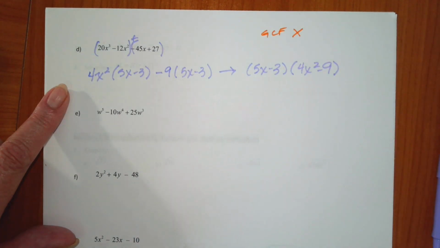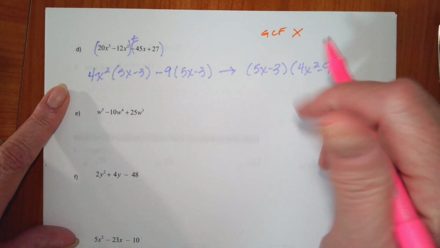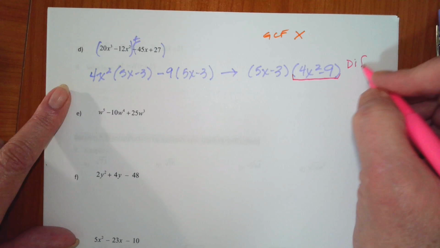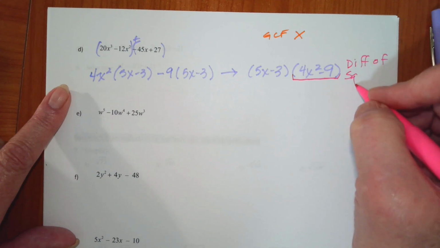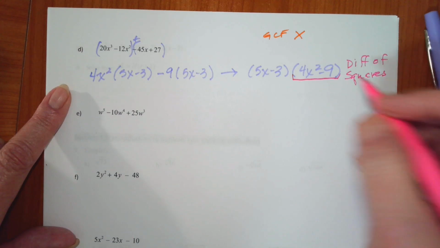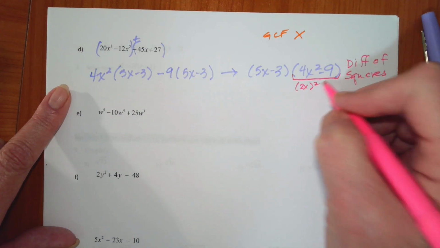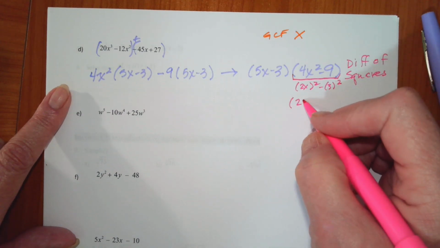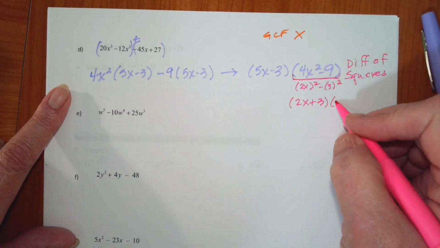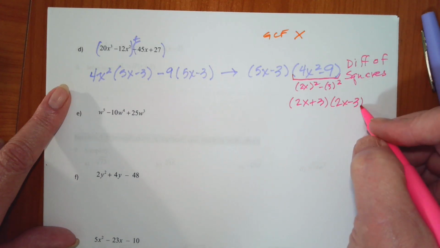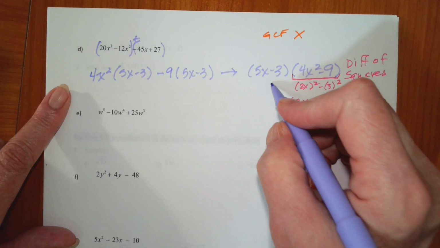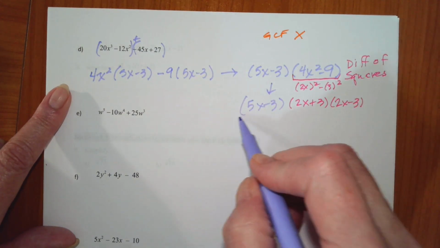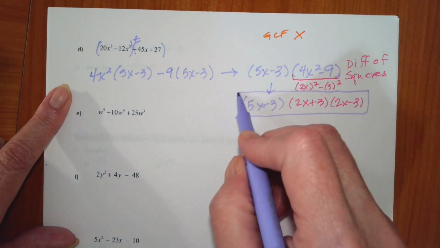Now I notice that this is a difference of squares. This is 2x squared minus 3 squared. So this factors into 2x plus 3 times 2x minus 3. And then, of course, I include my 5x minus 3 with my answer. There is my completely factored form.